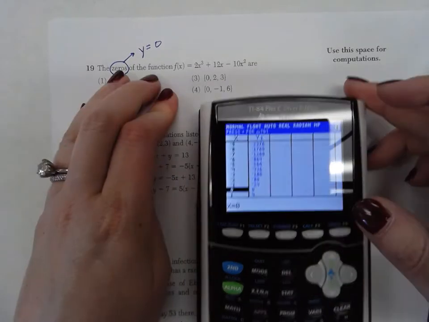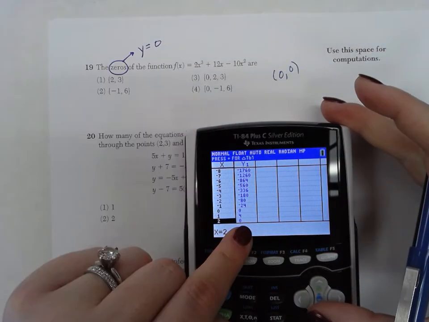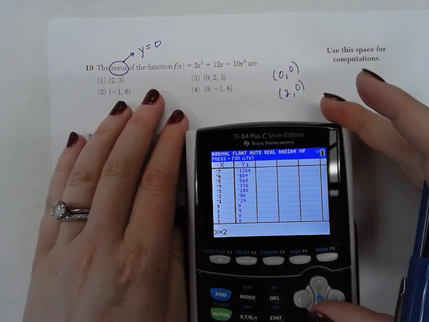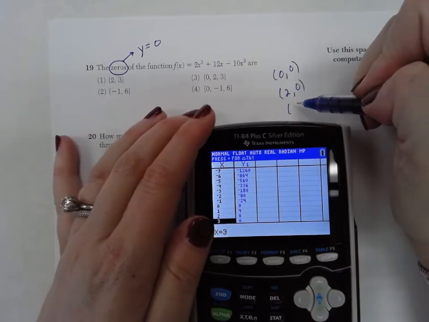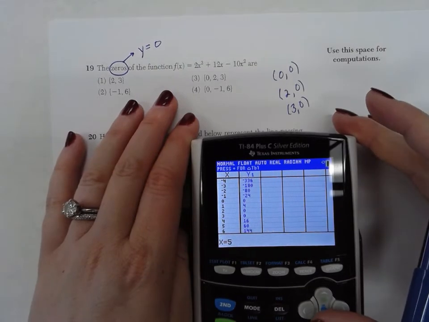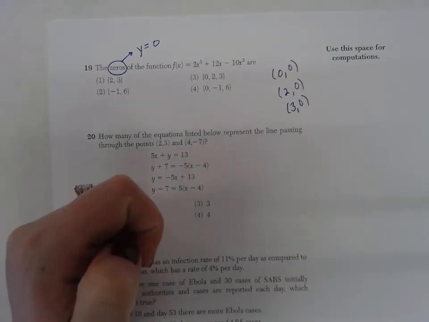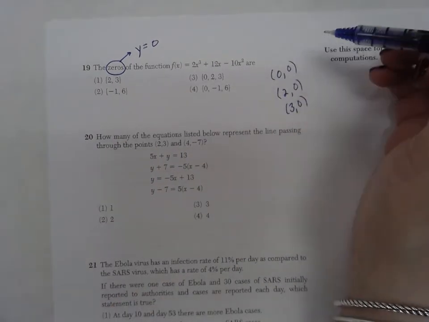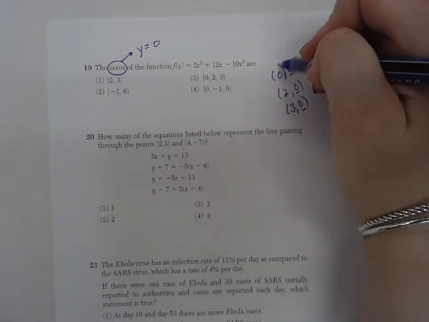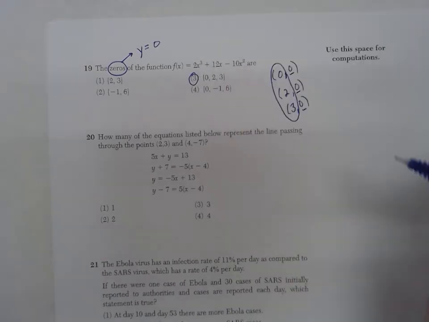So I've got 0, 0. Oh, I've got 2, 0. And I've got 3, 0. And it looks like the numbers are just getting bigger from there. So I think that's it. So the zeros are, well, look at, these are all the values where y is 0. So my answers are the x's. So 0, 2, and 3.